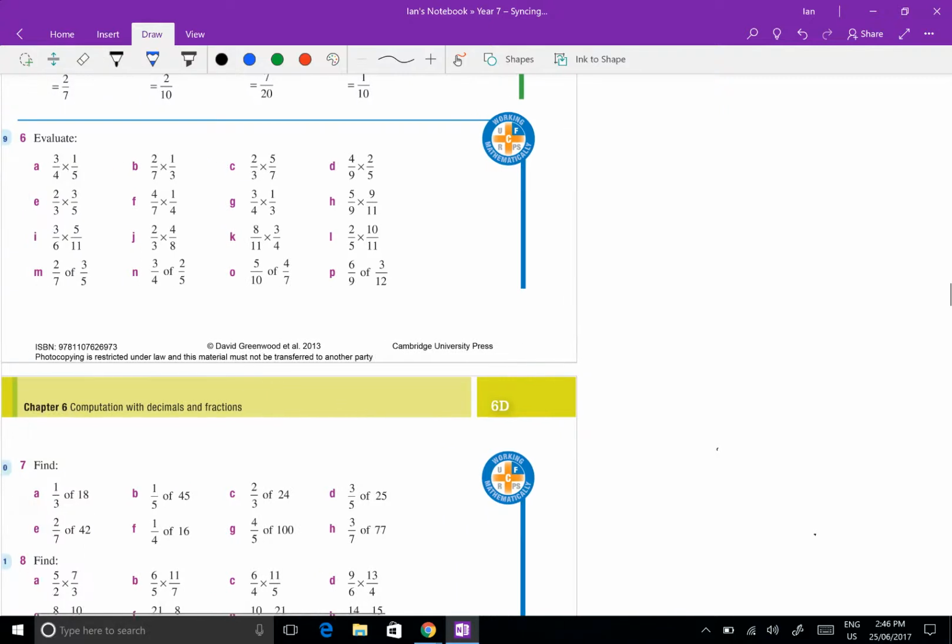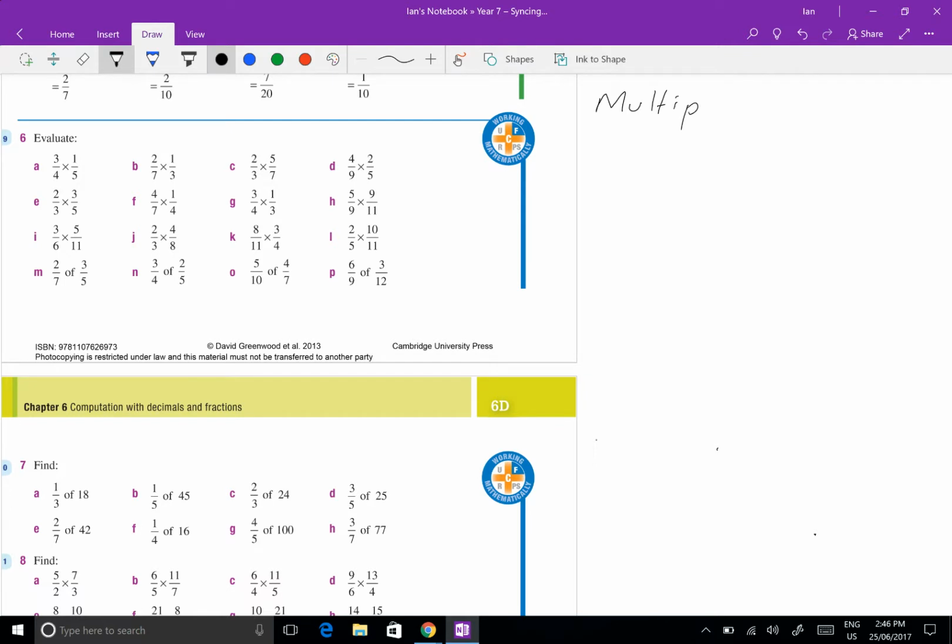Righto, Year 7, just another quick explanation of how to multiply fractions. So we did this in class earlier this week, but I'm going to go over it again. Multiplying fractions is very, very easy.